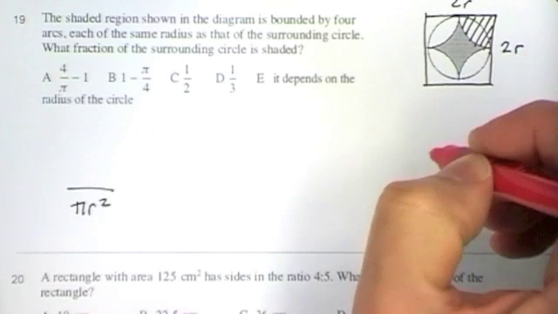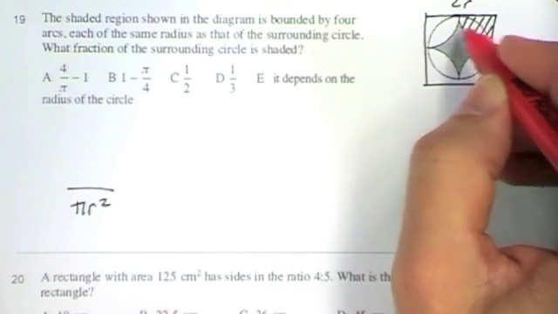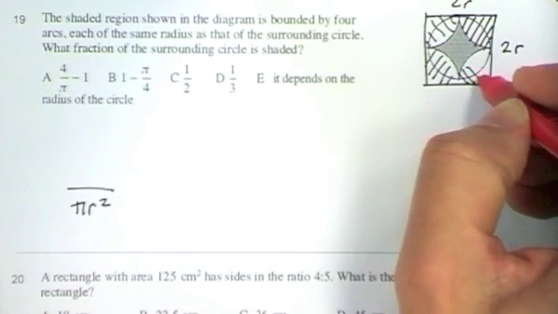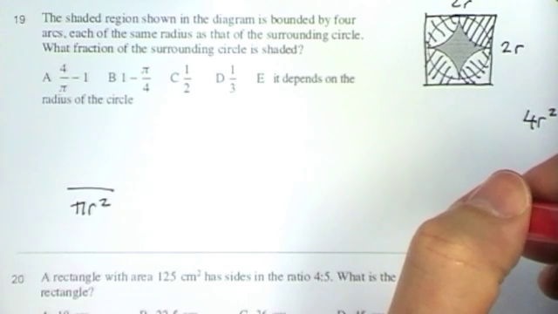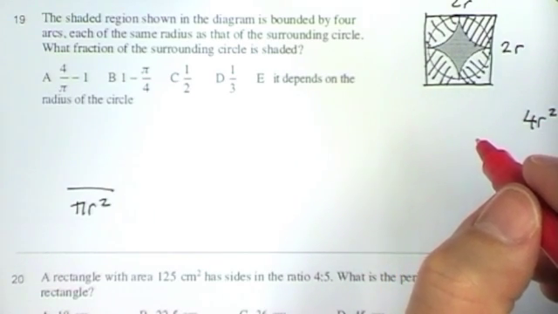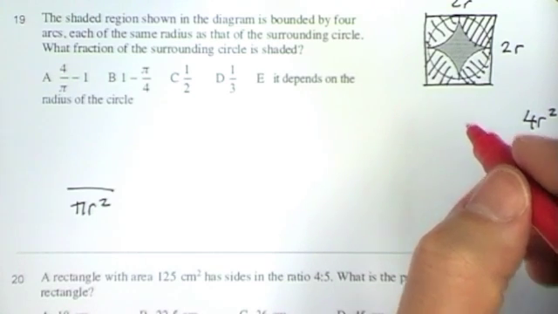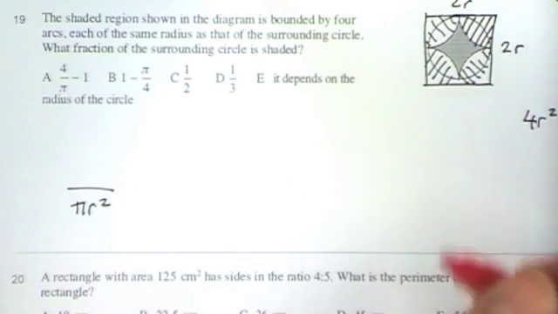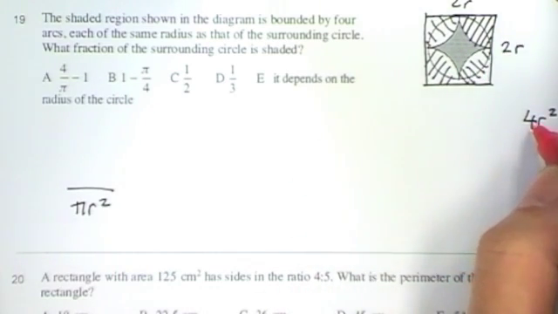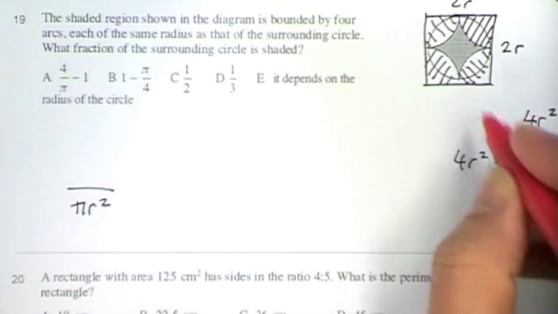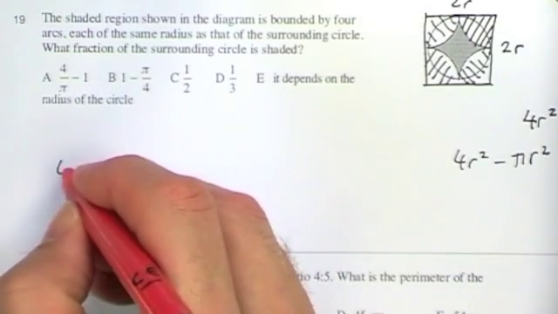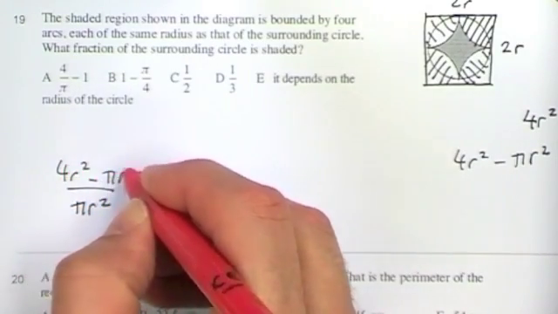Now from that square, to get the shaded bit, I've cut out 4 quarter circles, each of radius r. I've cut out one of those, another cut there, another there, and a fourth. In fact, that's the same as cutting out a whole circle of radius r, so the area of the shaded bit is the area of the square take away the area of a circle. That's going to be 4r squared take away pi r squared, and that goes on top.